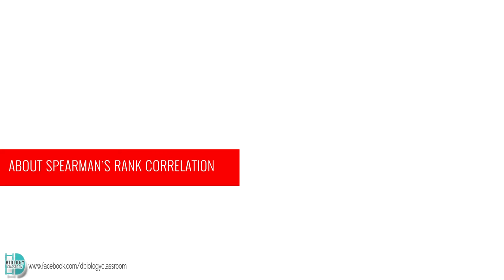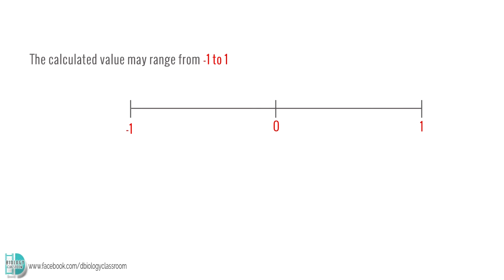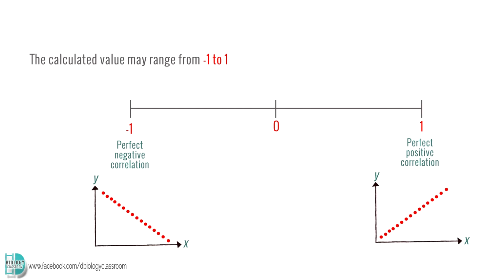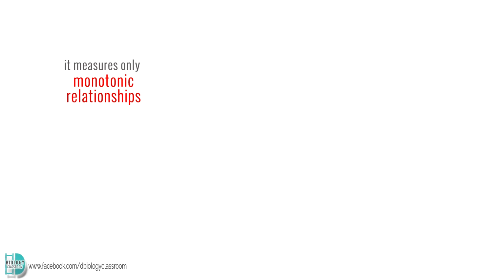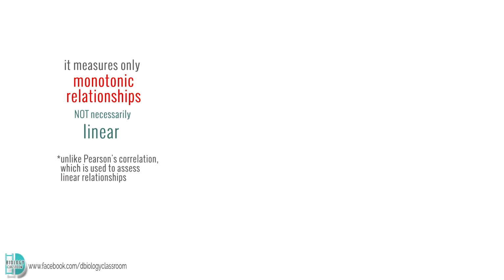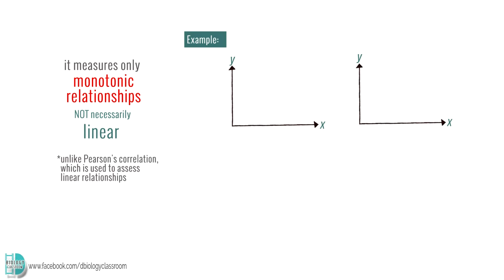This is a video about the Spearman's rank correlation coefficient. There are a few things that you have to know before we use the Spearman's rank correlation to solve a problem. Firstly, the calculated value may range from -1 to 1, where -1 shows a perfect negative correlation, 1 shows a perfect positive correlation, and 0 indicates no correlation. However, it measures only monotonic relationships that are not necessarily linear, unlike Pearson's correlation, which is used to assess linear relationships. Let me show you a simple example.